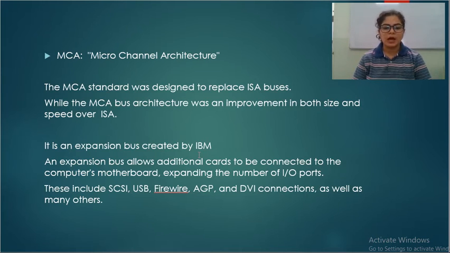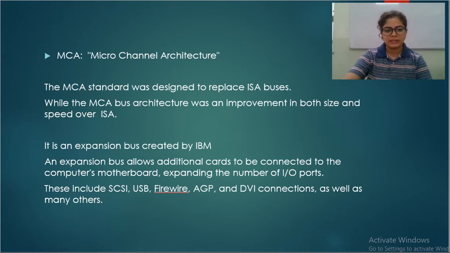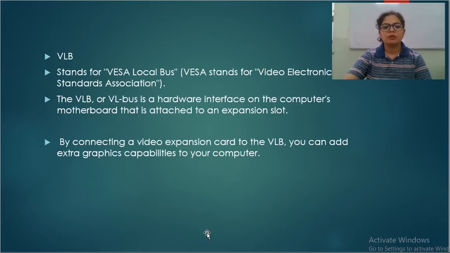An expansion bus allows additional cards to be connected to the computer's motherboard, expanding the number of input-output ports. So they include SCSI, USB, Firewire, AGP, DVI connectors, as well as many others. Initially, ISA was developed, then EISA was developed to replace ISA, and then MCA was developed to replace ISA. The next category of bus is VLB.